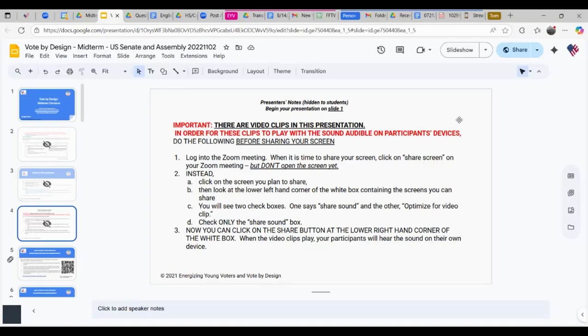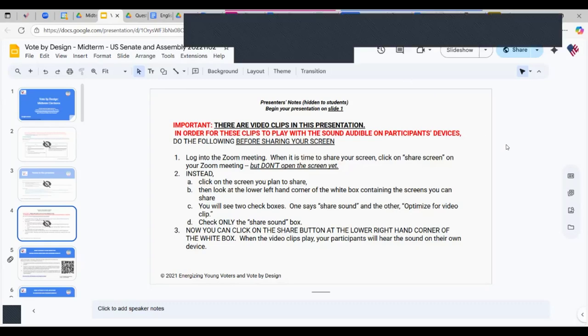Let's say you forget, which I have done. The thing that you can do then is just stop sharing, go back, start sharing again. But before you actually share the page, look to the right, find those boxes, and put the check marks on them.